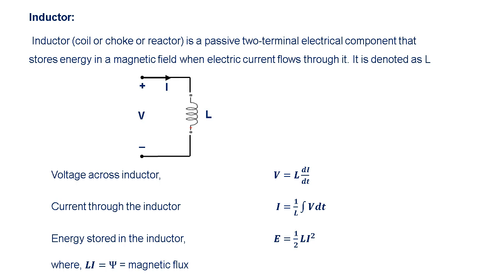Voltage across the inductor is given by V is equal to L into di by dt. Current through the inductor is given by I is equal to 1 by L integral of V into dt. The energy stored in the inductor is equal to 1 by 2 Li square. Here L into I is equal to psi, the magnetic flux produced when electric current flows through the inductor.